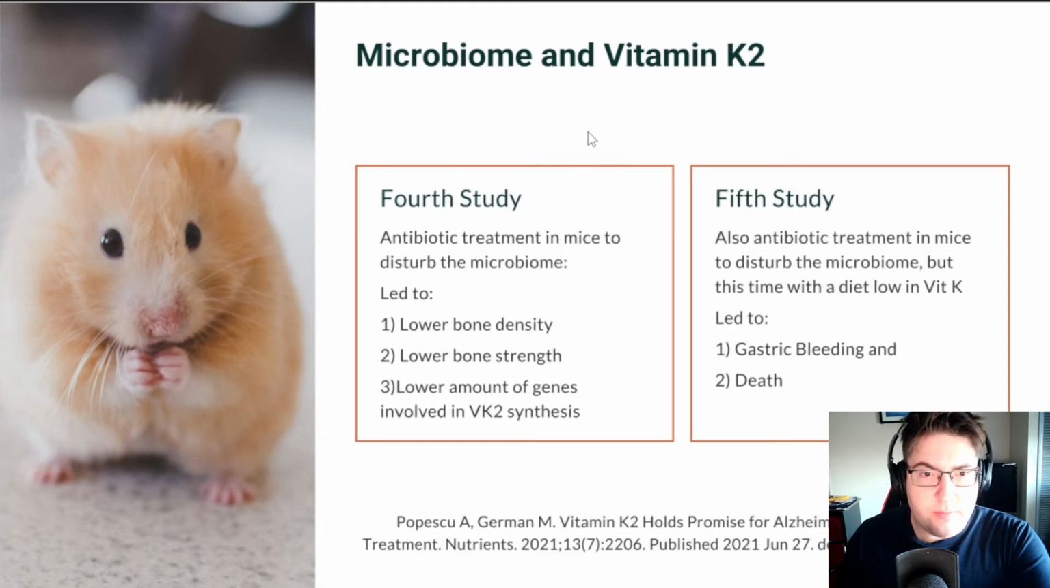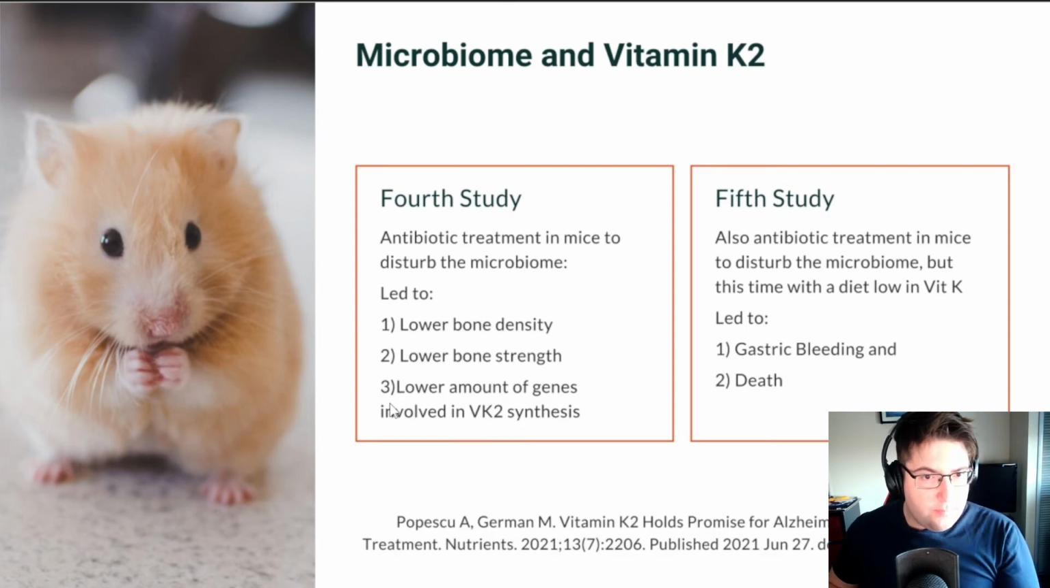And then they went over the microbiome and K2 a little more specifically in the fourth and fifth studies that were mentioned. In the fourth study, they used antibiotic treatment in mice to disturb the microbiome. What they found is very interesting: that led to lower bone density, lower bone strength, and a lower amount of genes involved in vitamin K2 synthesis. So what this proposes is that in the microbiome, there are microbiota that actually do produce vitamin K2, and that vitamin K2 is absorbed, because one of its functions, as I mentioned in my previous video, is that vitamin K2 helps to carboxylate matrix Gla protein and also osteocalcin.